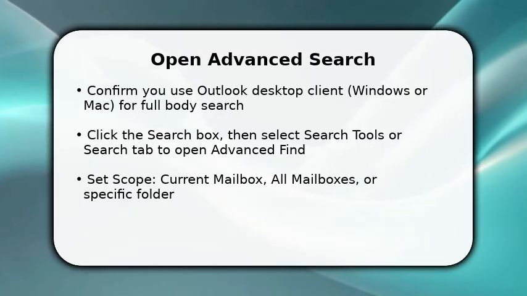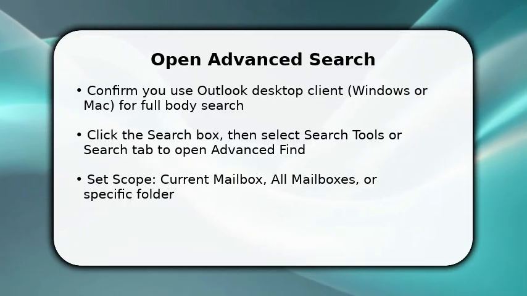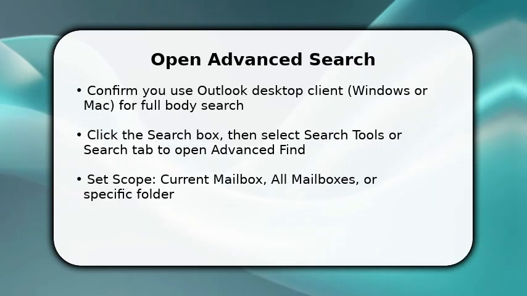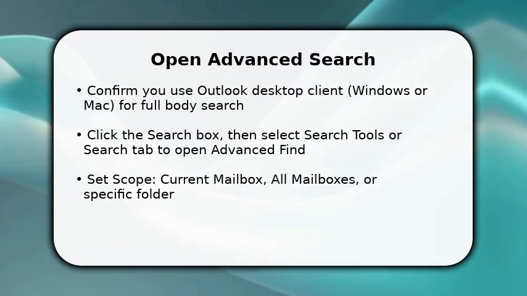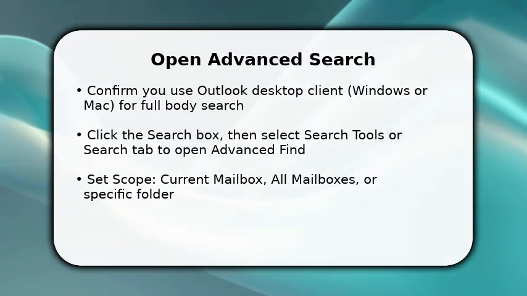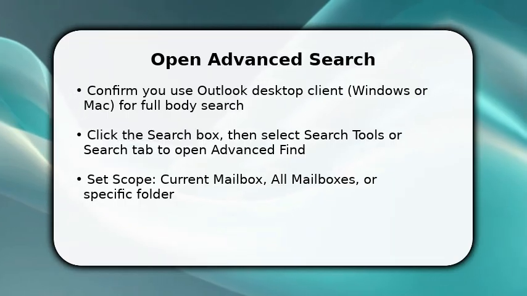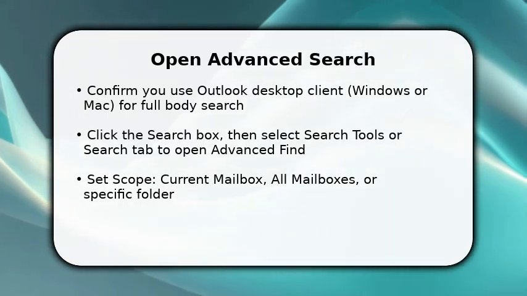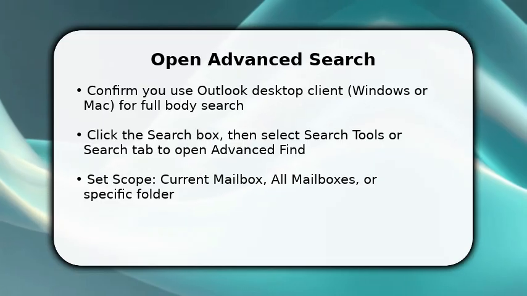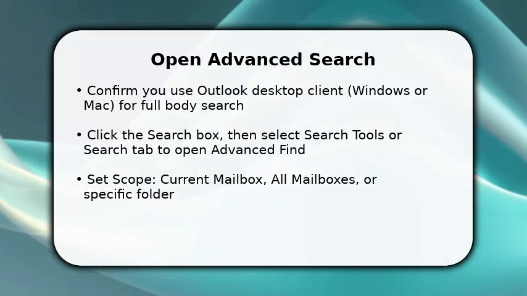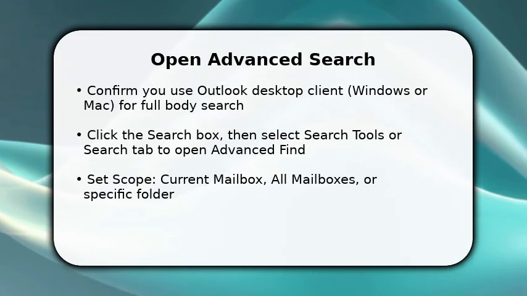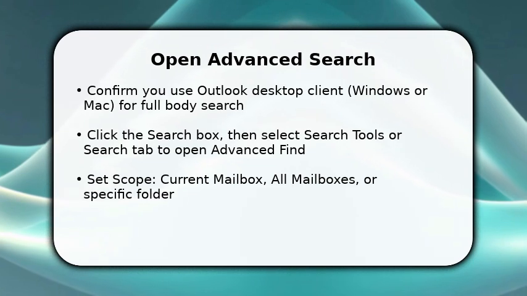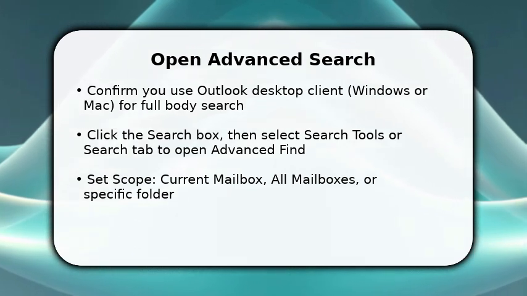You must use the Outlook desktop client because the web interface limits body search. Start by clicking the search box at the top of your message list. Once done, choose the Search tab or Search Tools and open Advanced Find. Make sure to set the correct scope, current mailbox, all mailboxes, or a specific folder, so results include the messages you intend. You're starting with the exact area to search. This prevents time wasted scanning unrelated folders and ensures body content will be included.